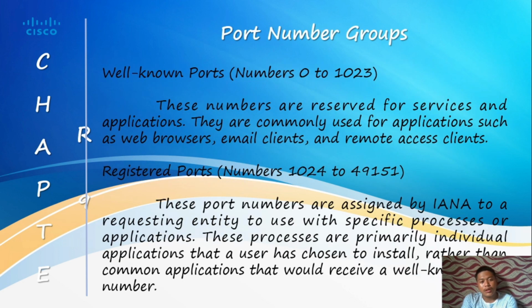Port number groups. Well-known ports are numbers 0 to 1023. These numbers are reserved for services and applications. They are commonly used for applications such as web servers, email clients, and remote access. Registered ports. These port numbers are assigned by IANA to a requesting entity to use with specific processes or applications. These processes are primarily individual applications that a user has chosen to install, rather than common applications that would receive a well-known port number.